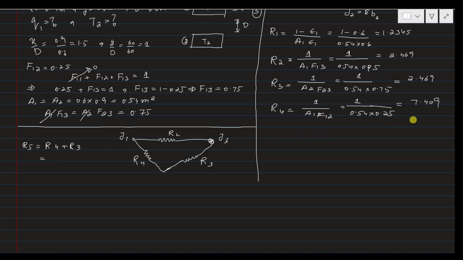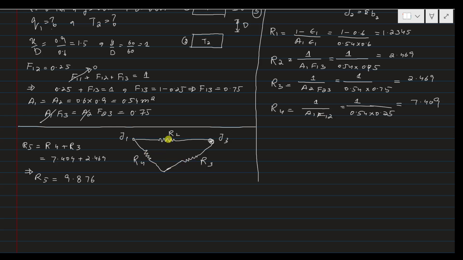What is the R4 value? That is 7.409, plus R3, that is 2.469. Just add them together, and you will get R5, the equivalent resistance of R4 and R3. Its value is 9.876.